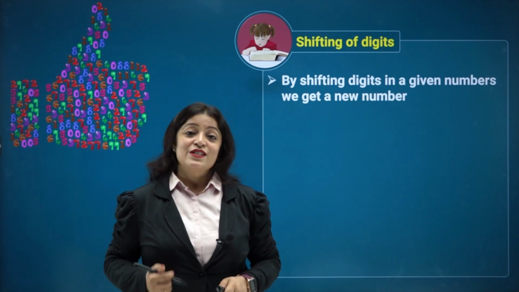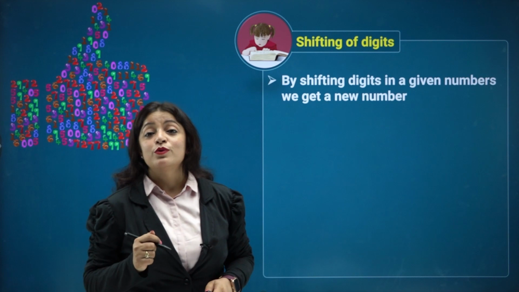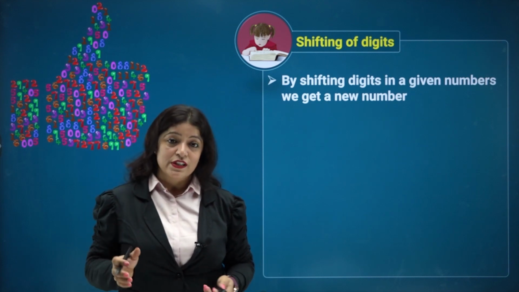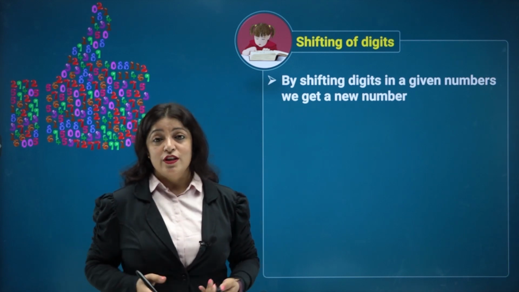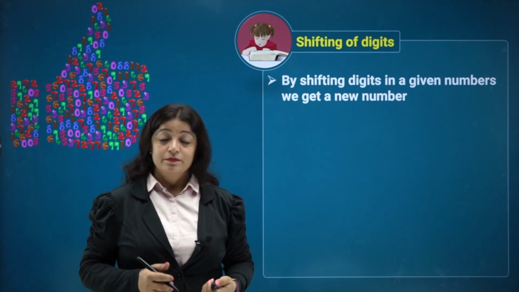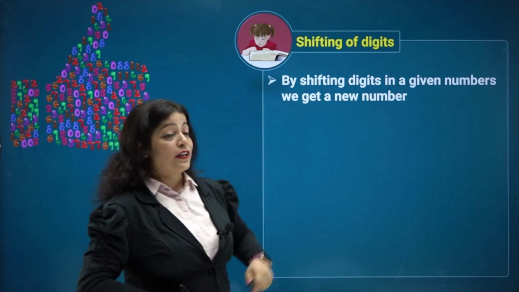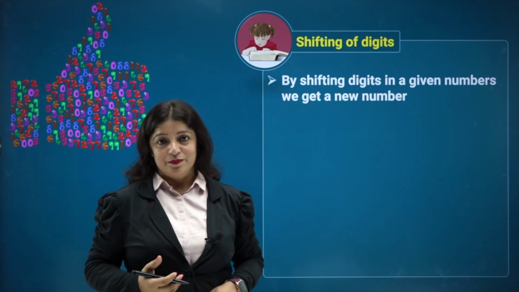So the next topic in the queue is shifting of digits. That means if two numbers are given, or if in a number there are different digits, obviously a number is made up of different digits, right? It may be a single digit number, it may be a 2-digit number, it may be a 3-digit number, and so on. So by shifting the digits in a given number, what happens? We get a new number, right?